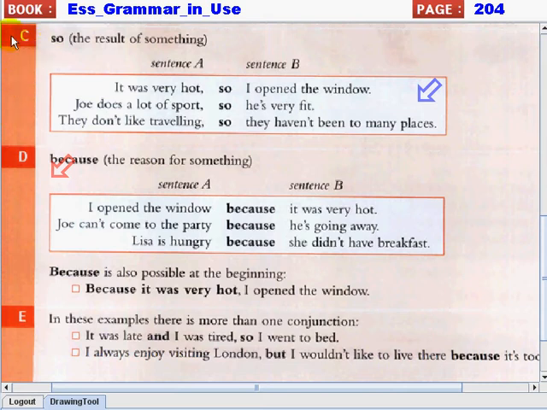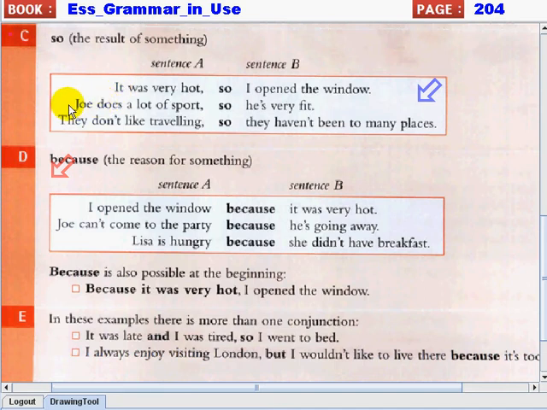Okay, so we use the word so to explain the result of something or to emphasize the result of something. Let's read some example sentences. It was very hot, so I opened the window. Instead of saying it was very hot, that's why I opened the window, we can just simply say it was very hot, so I opened the window.